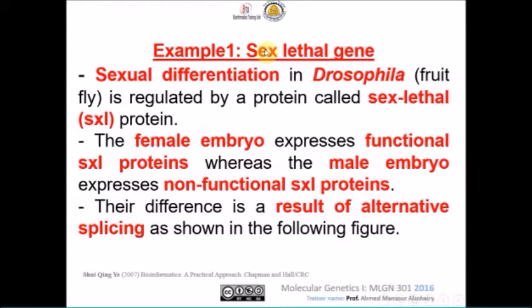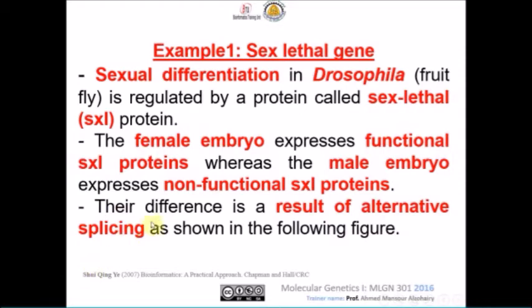But anyway, let's see these 2 examples that give us the meaning of alternative splicing. The first example is the sex-lethal gene. The sexual differentiation in Drosophila fruit fly is regulated by a protein called sex-lethal, SXL protein. The female embryo expresses functional SXL protein, whereas the male embryo expresses non-functional SXL protein. So SXL protein exists only in the female, and it's functional in the female, but in the male it's not functional, and we will see why.